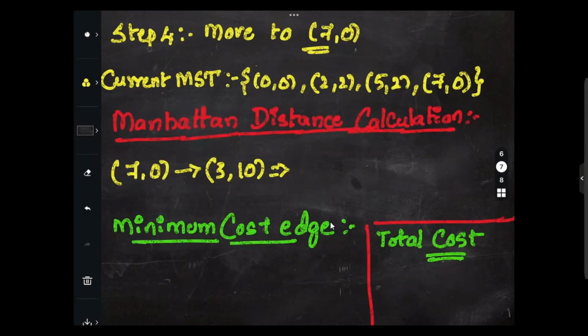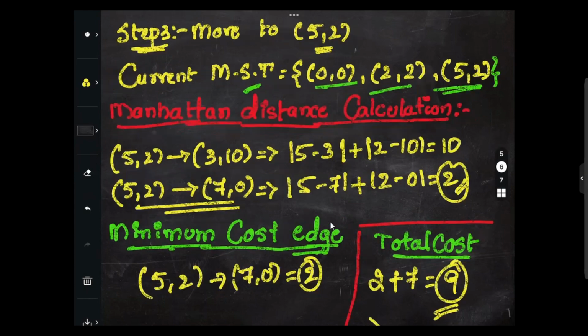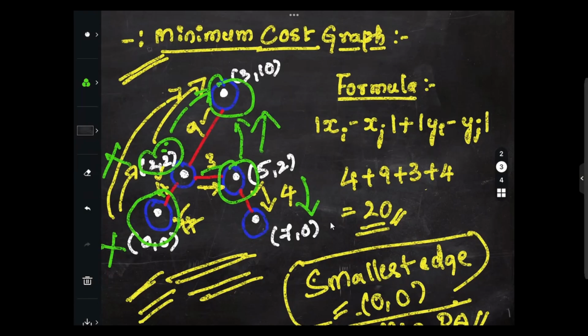So next let's move on to this one. We have the minimum cost edge now, 5, 2 to 7, 0. Now we have already considered 0, 0, 2, 2, 5, 2. Now we will be considering 7, 0, and we have only one edge left, that is 7, 0 to 3, 10. We have already made use of 0, 0, 2, 2, 5, 2. So we have two edges. This was the minimum spanning edge that we need to consider, leading to the minimum possible cost.